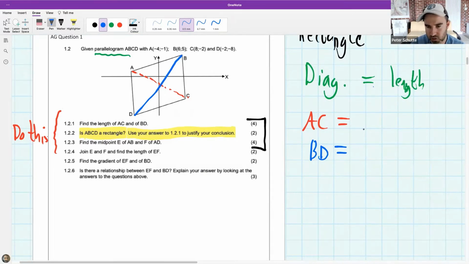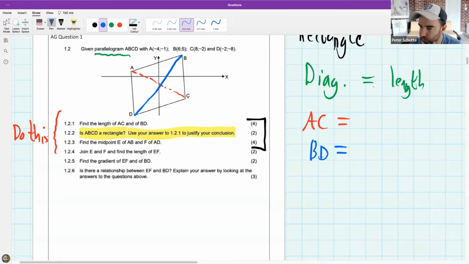Once you've got your answer for AC and BD, pop it in the chat. I see some answers going through. That's good, guys. Keep them coming. Some people have got answers for AC. What do you get for BD? And do you notice anything about them? That is an important question too.